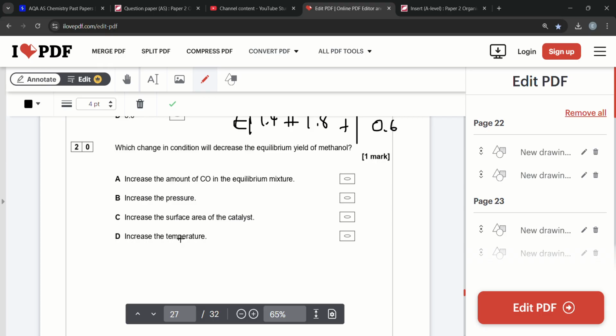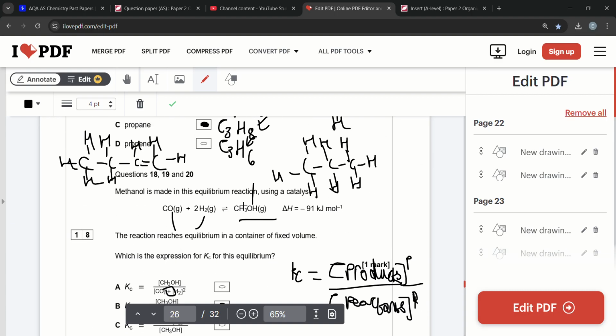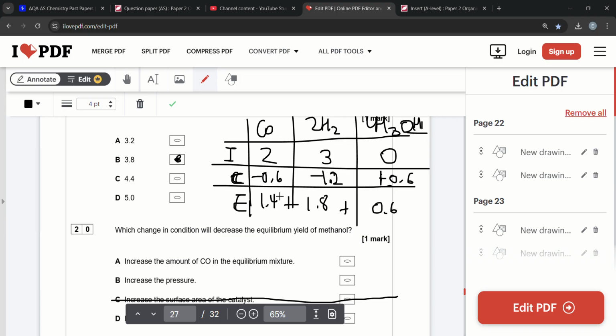Which change in condition will decrease the equilibrium yield of methanol? Increase the surface area of catalyst. Remember, catalysts have no effect on the equilibrium yield. So even if we increase the surface area of it, it's not going to affect it. So now we're left with this. Decrease the equilibrium yield of methanol. Forward reaction is exothermic.